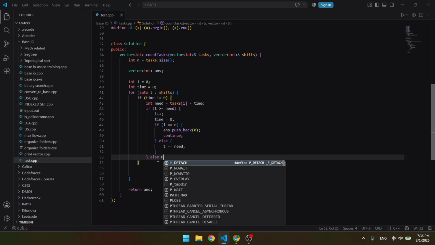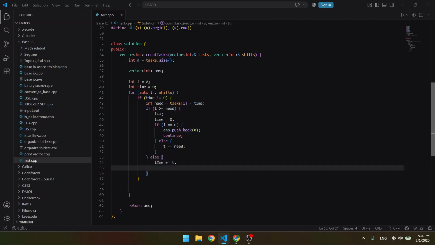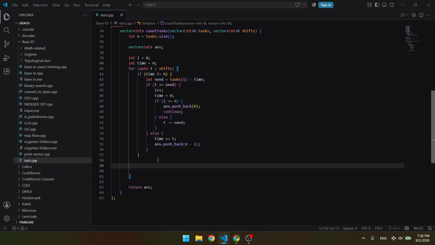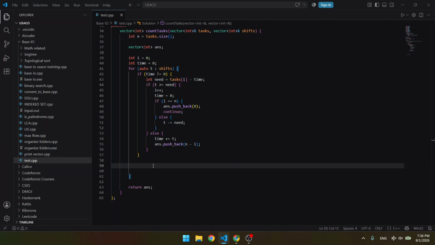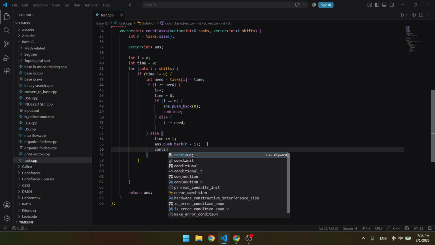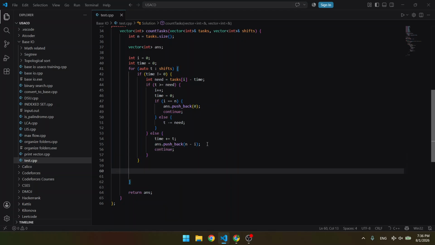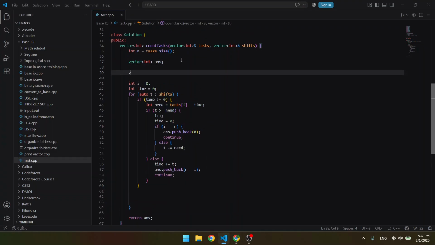Over here, time plus equal to t, and then push back n minus i. Okay. So now time is always equal to 0. Over here we can continue. Yeah, continue. So now time is always equal to 0, and we can just use prefix sums.